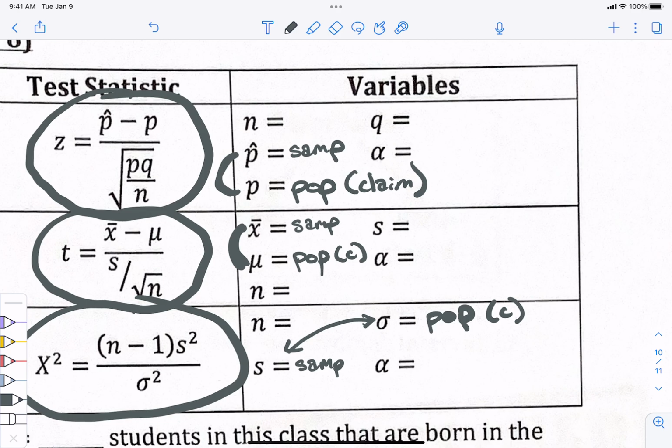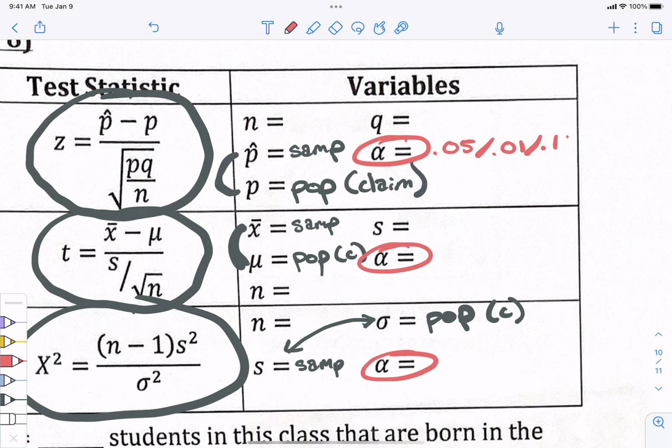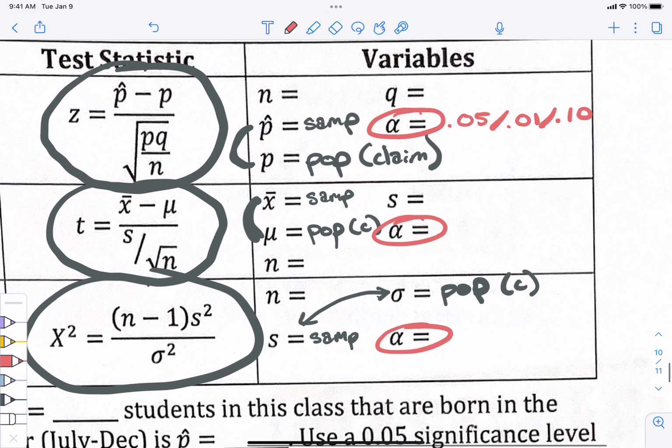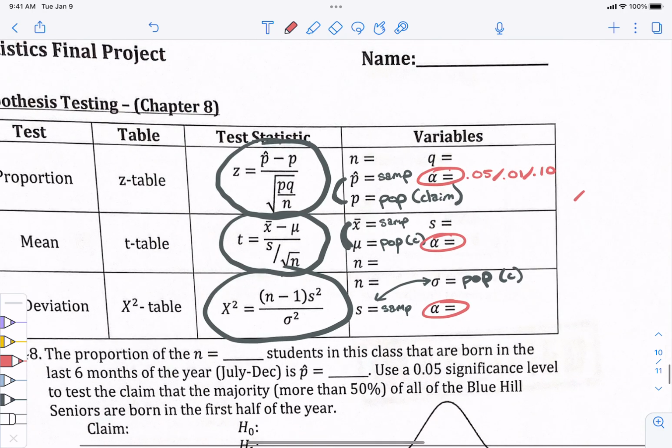You guys know what N is. You know what Q is. And what's this little alpha thing right here for each one of them? Your significance level. So like 0.05 or 0.01 or 0.10 or whatever that is, right? That's just your level of significance. Make sure that if you have a tail, if you're doing less than.